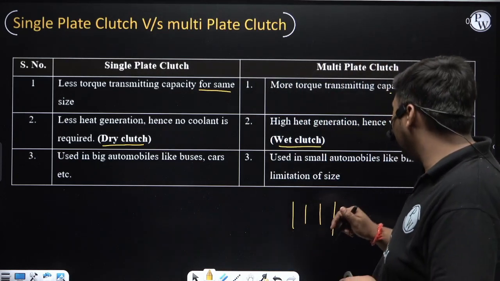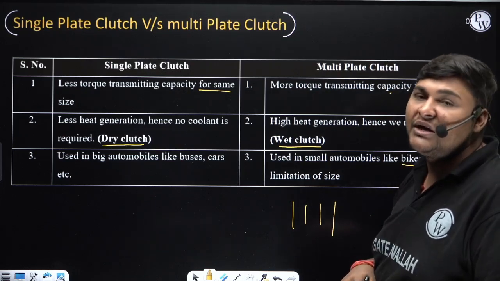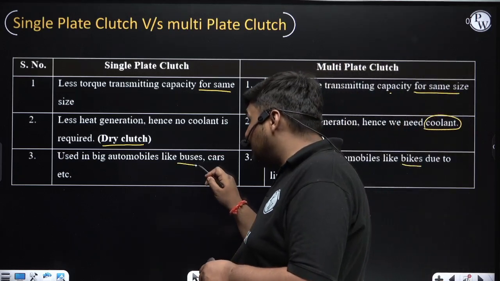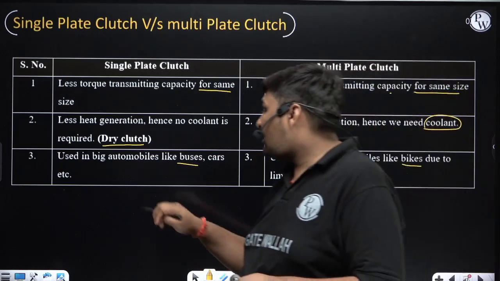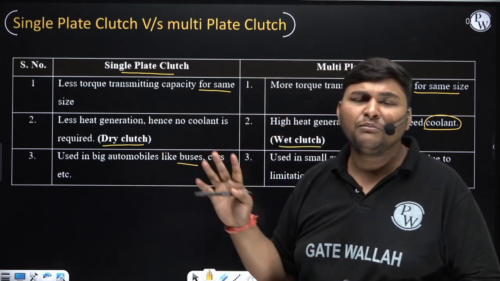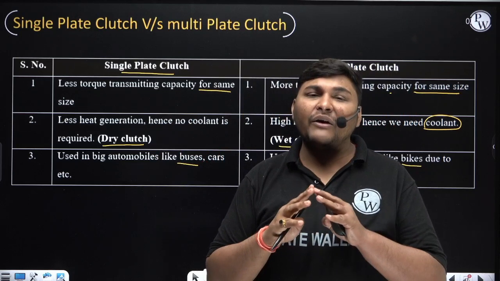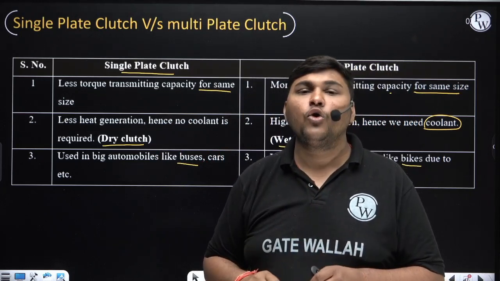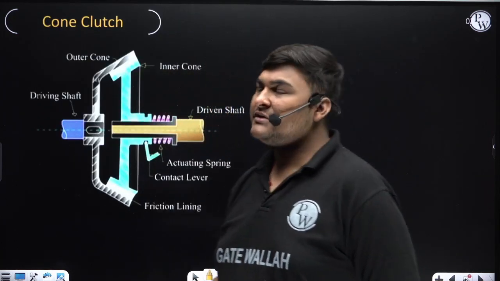Space is limited for automobiles like bikes, so generally in bikes we use a multi plate clutch. But space is not limited in big vehicles like buses and cars, so in big automobiles we can use a single plate clutch. So this is a brief comparison between the single plate clutch and the multi plate clutch. So we have completed the topic of plate clutch. Now we will discuss the cone clutch. So students, now we will discuss the cone clutch.